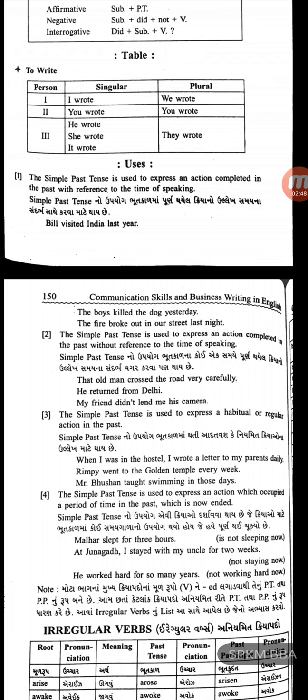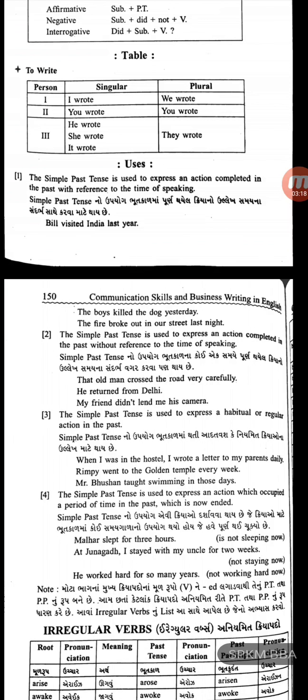So simple past tense is also used to tell the timing when that action has been done, when the action has been completed. The boys killed the dog yesterday. The fire broke out in our street last night. So in all these sentences you can find the subject, what it is doing, and at what time.